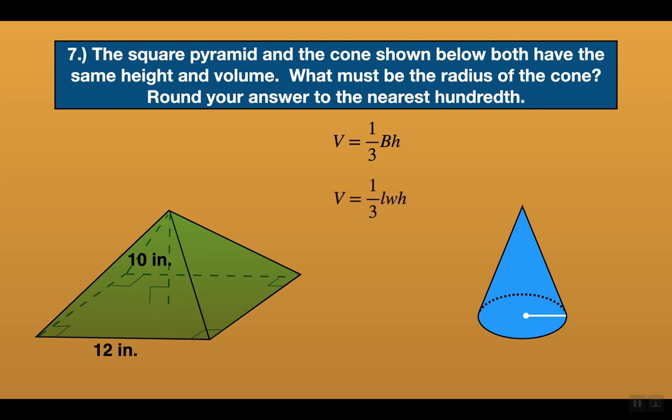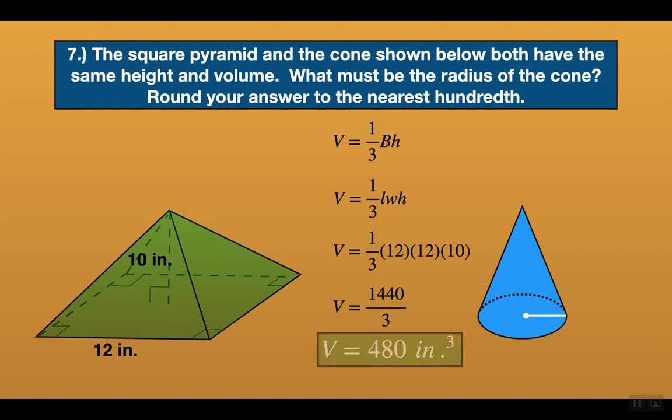Okay, now we know the height of our pyramid and we know the length and the width of our pyramid. So let's substitute those values into the formula. And now let's work that out. If we multiply 12 times 12 times 10, we're going to get 1,440. Now let's divide that by 3, and that gives us the volume of the pyramid. The volume is 480 cubic inches.